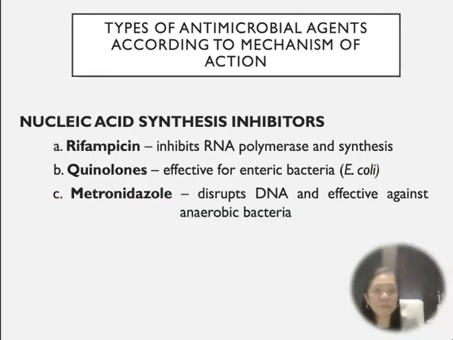So next is the nucleic acid synthesis inhibitors. These are those that are able to inhibit the enzymes that are necessary in creating the chromatin or the genetic material. Like rifampicin, it inhibits RNA polymerase, and of course synthesis of nucleic acids; quinolones, which are effective for enteric bacteria like E. coli; and metronidazole, which would disrupt the genetic material or DNA, and they are quite effective against anaerobic bacteria.